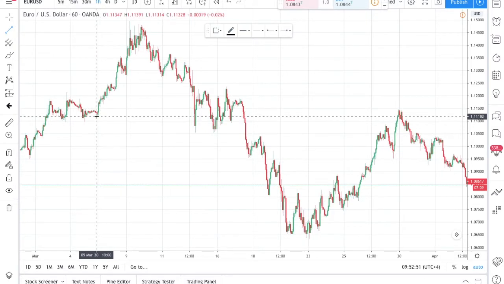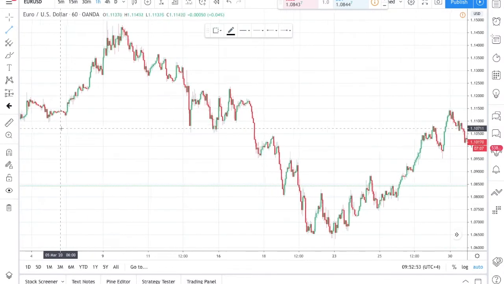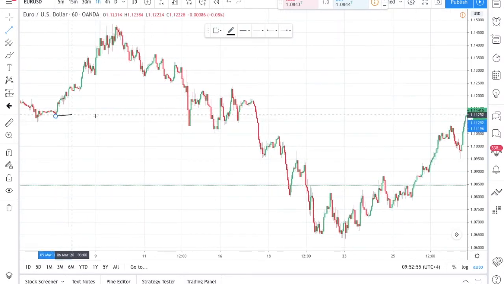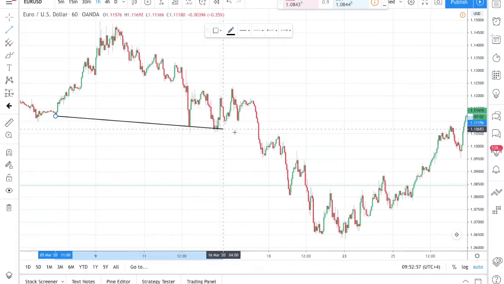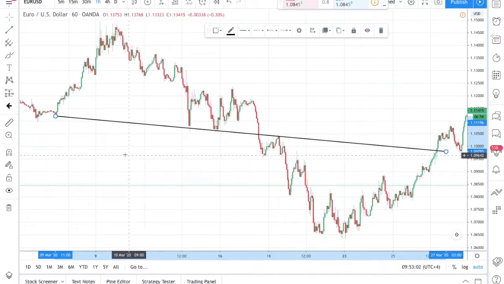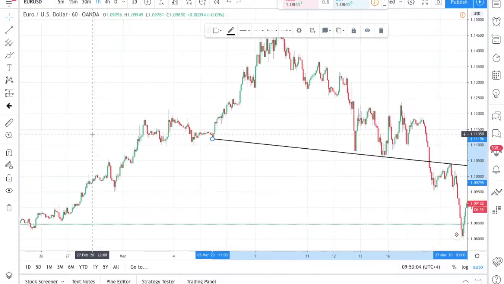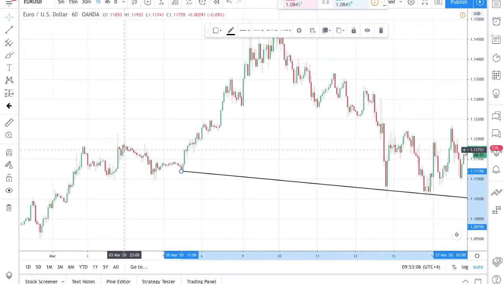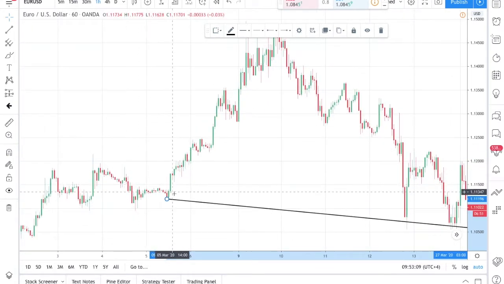Let me show you guys. For example, let me zoom for you guys. From here, we're going to connect to these, and until the end. So let me zoom now. Let's see what happened to the market. Guys, this is our support trend line. See, this is not straight. If this line was straight, it would be a straight support line, but this is not straight. So we call this a trend line, a support trend line.